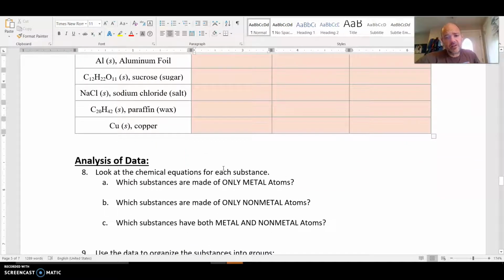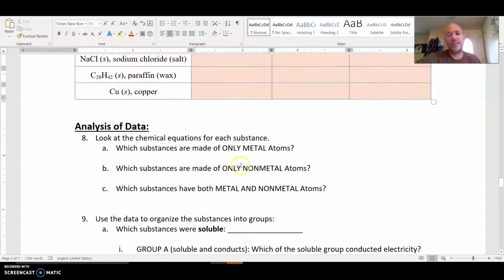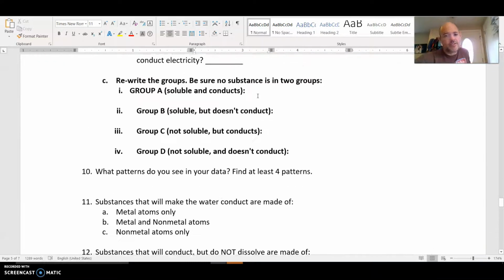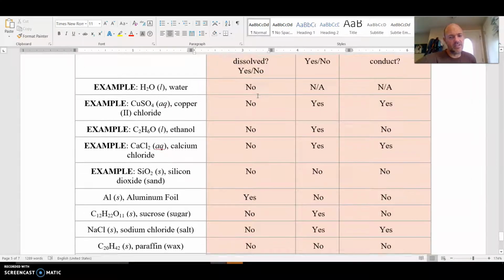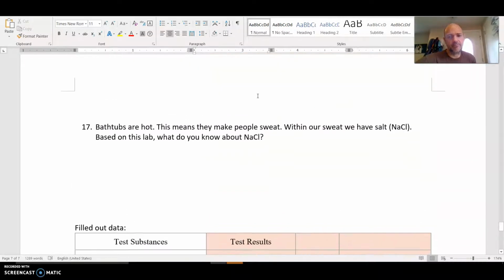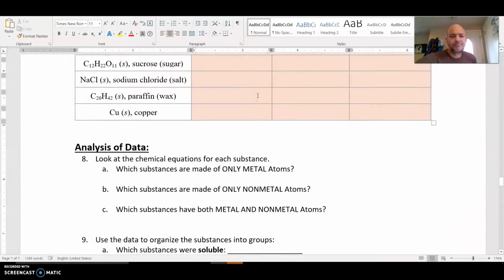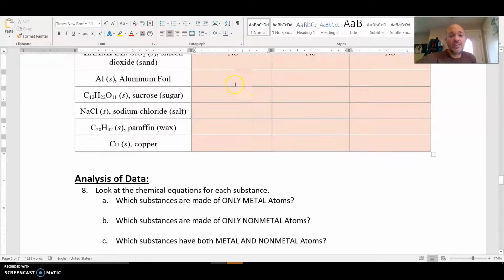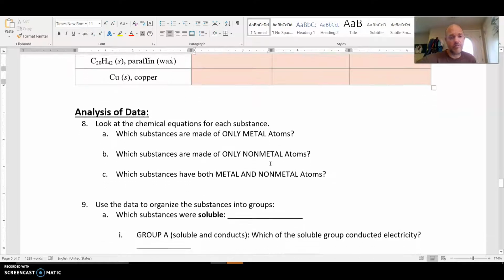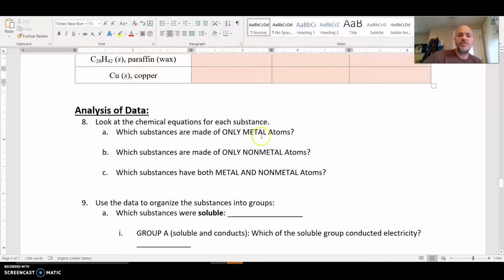Finally, we're going to look at the analysis of the data. A lot of this you can do before you fill in the data. If you were not able to get the data yourself, scroll on down to the bottom and get the data from the data table down there. I would like you to put it up here, though, just so you can look at it in both places. Think about which substances are made of only metals.